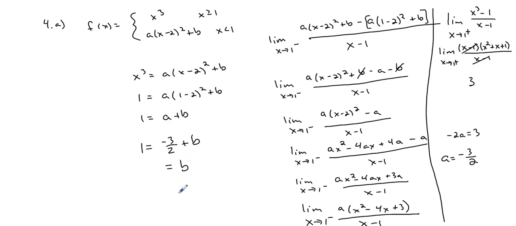Just use substitution. So then b equals, what's 1 plus 3 halves? 5 halves. So a equals negative 3 halves and b equals 5 halves. 2 big concepts: continuity, differentiability.